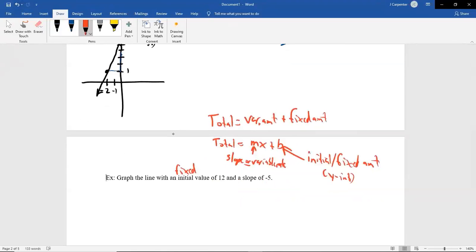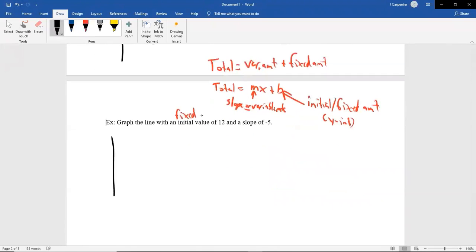So graph the line with an initial amount of 12 or a fixed amount of 12. That's the y-intercept, which means it's where it crosses the y-axis. One, 2, 3, 4, 5, 6, 7, 8, 9, 10, 11, 12. There we go. So there is our first point. That's what I mean by an initial value of 12. It's where it crosses the y-axis, which can also be interpreted as the fixed amount or initial amount depending on the concept of the problem.